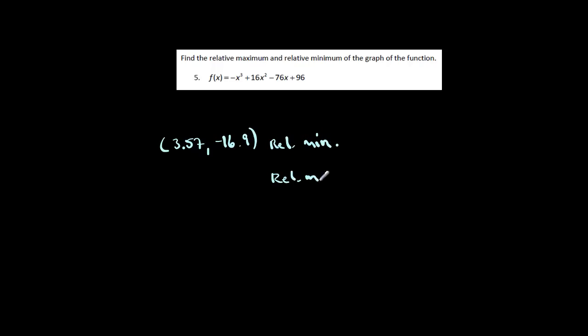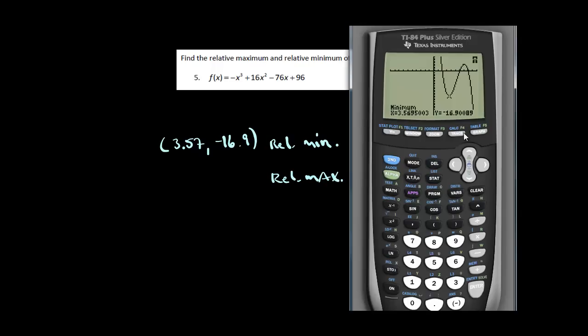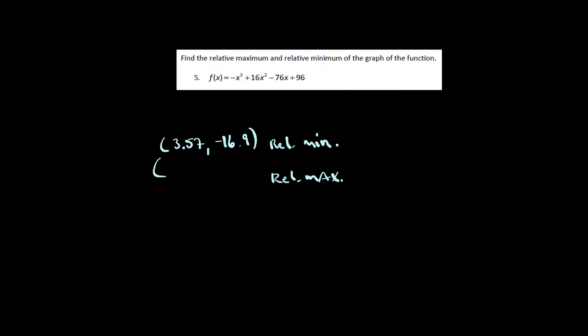The relative max, we're going to find out right now. Second trace 4. Up to the left here. And then to the right of it. Let's do 7.1 comma 5.05. And you're done.